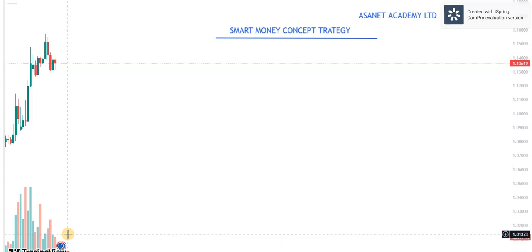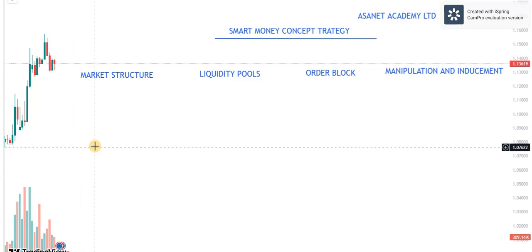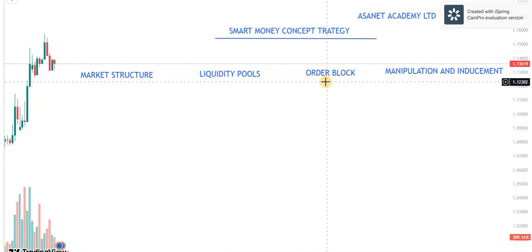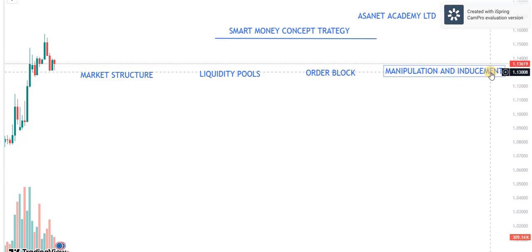So, the number one core principle about the smart money concept: you need to understand market structure, liquidity pools, order blocks, manipulation, and inducement. You need to understand these concepts.